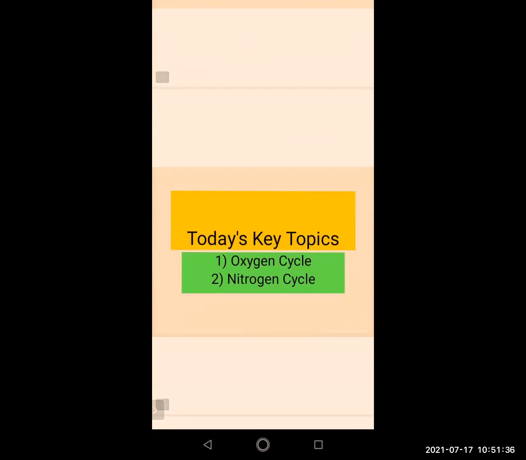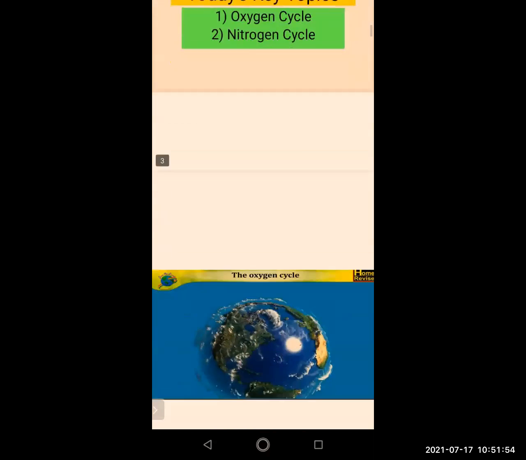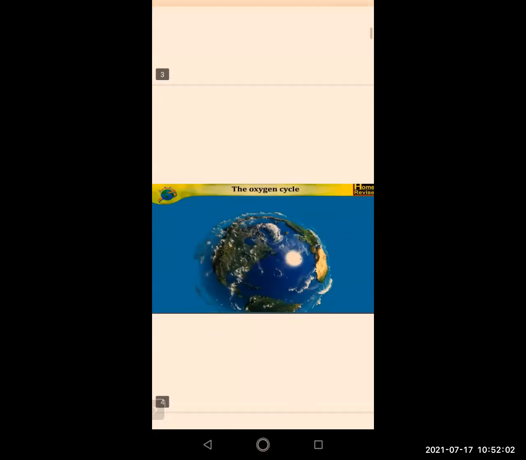Now, today's key topics are the oxygen cycle and nitrogen cycle. We have already studied what biogeochemical cycles and the carbon cycle are. Now, the third one is the oxygen cycle, and after that, the nitrogen cycle. As you can see, this is the Earth, and the oxygen cycle.